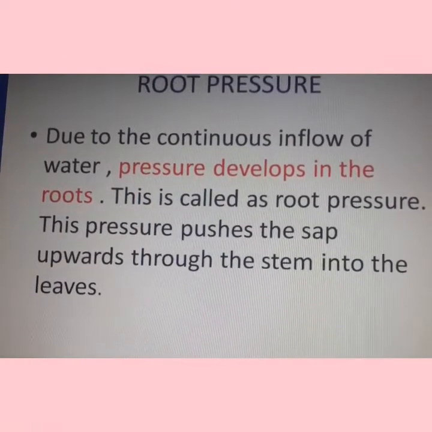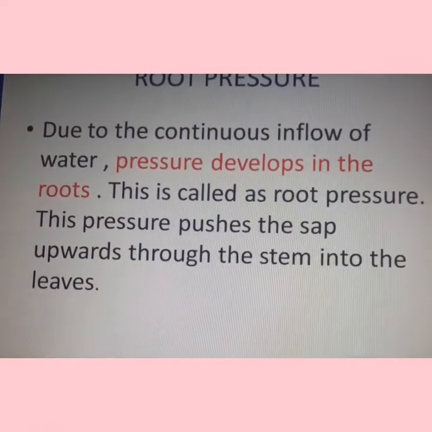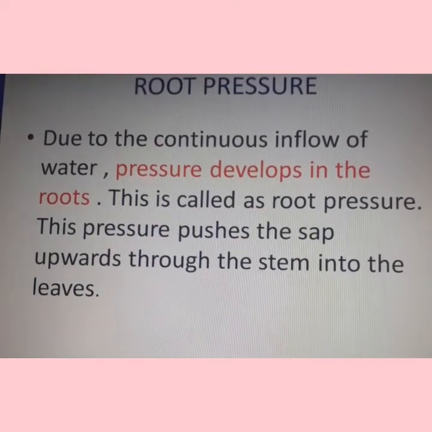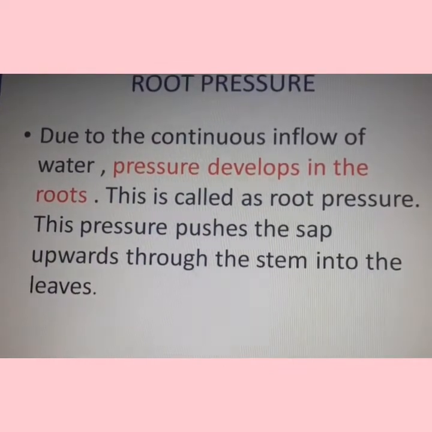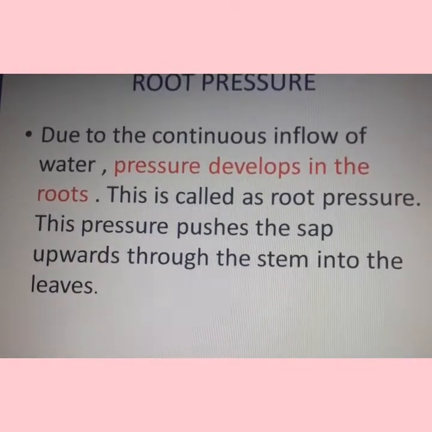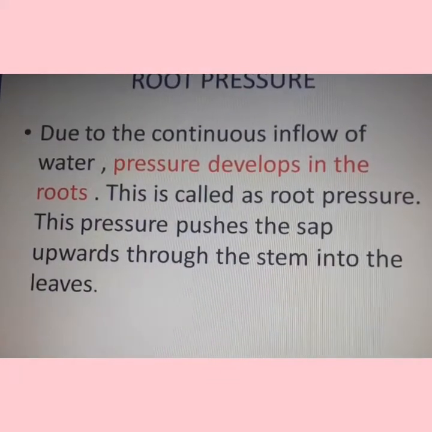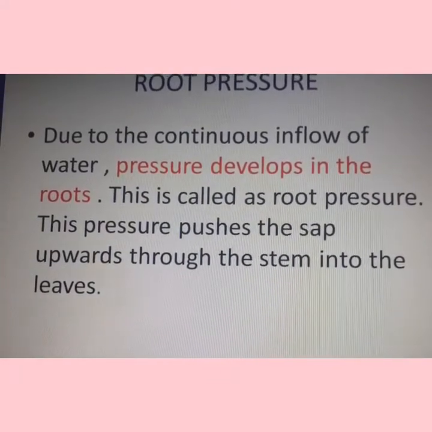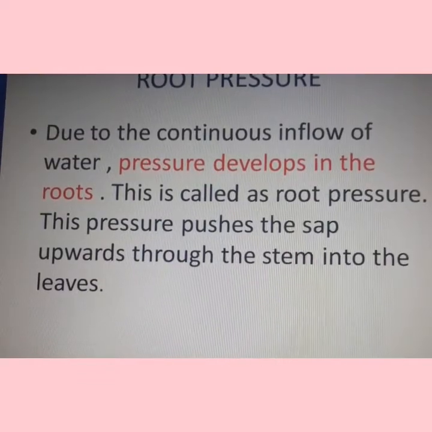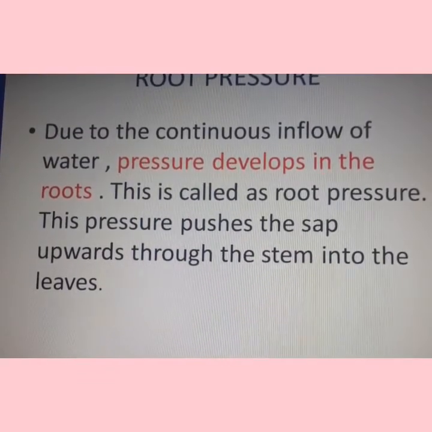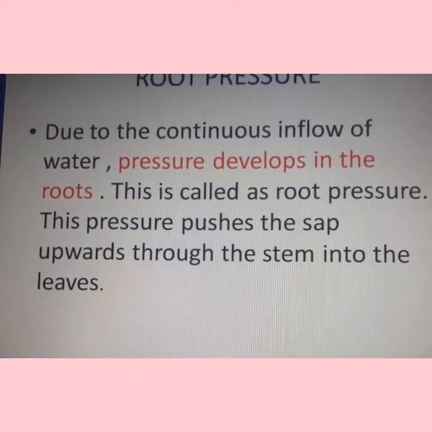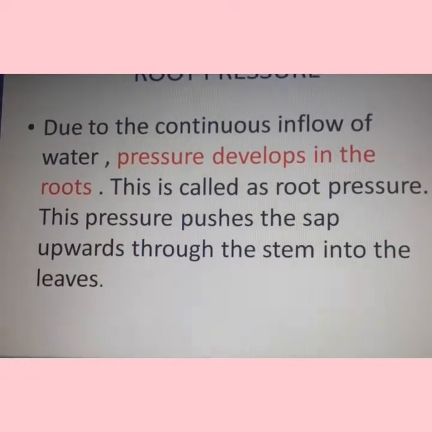Due to the continuous inflow of water, pressure develops in the roots. This is called the root pressure. This pressure pushes the sap upwards through the stem into the leaves. This pressure is adequate to transport water in herbs, shrubs, and small trees.